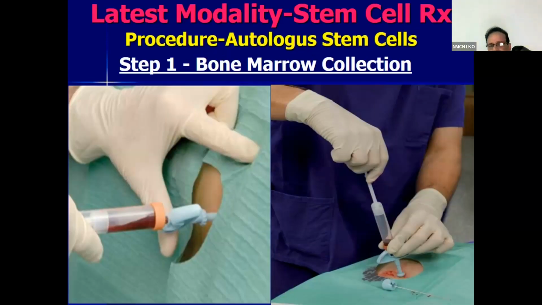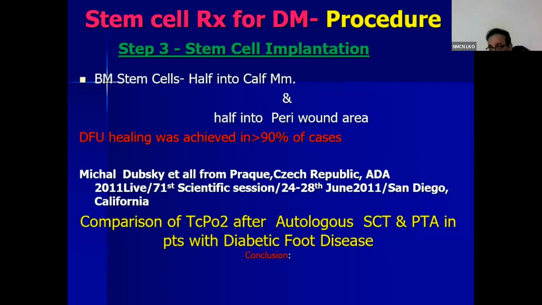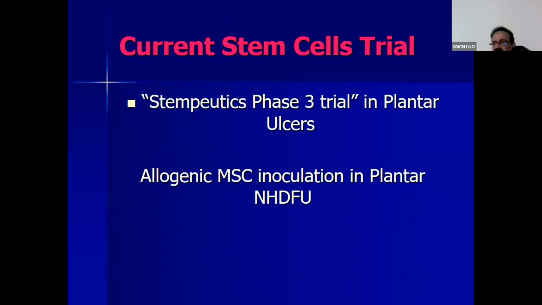So this is a mechanism which I have been doing in BLK Max. Autologous stem cells are taken from the bone marrow of the patient. They are developed in the laboratory, and then they are injected. Half of them are injected in the calf muscles, and half of them are injected around the periwound area. And diabetic foot ulcers were found to heal better in 90% of the cases. So there have been certain trials also. Again, this is reserved only for the vascular ulcer where angioplasty or bypass is not possible.